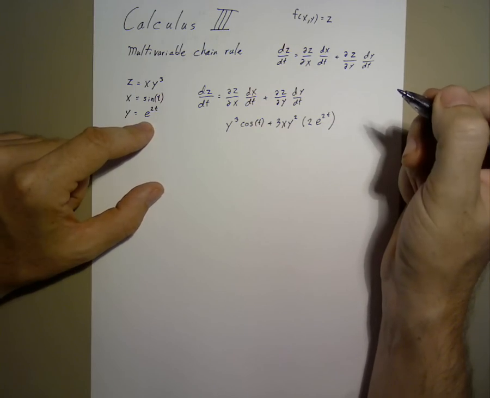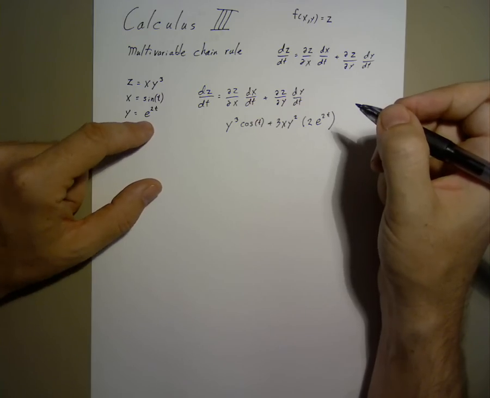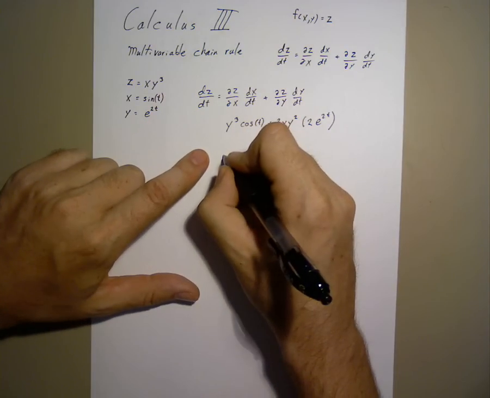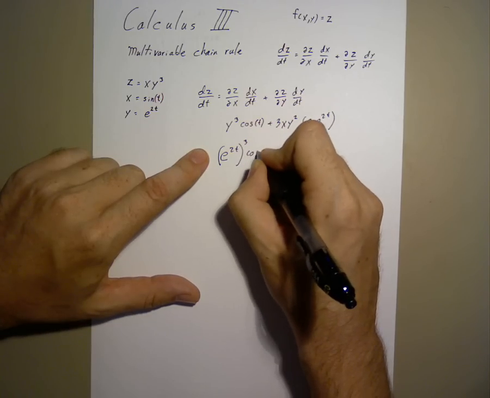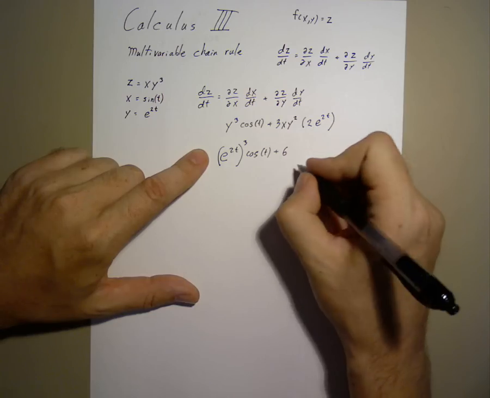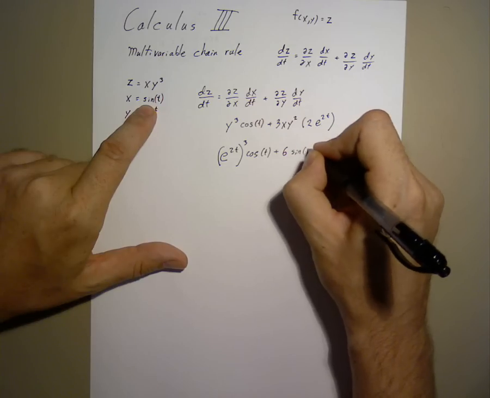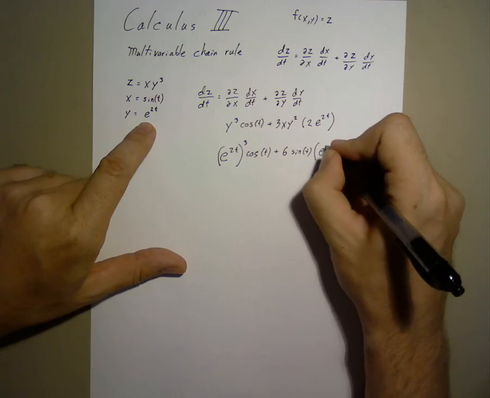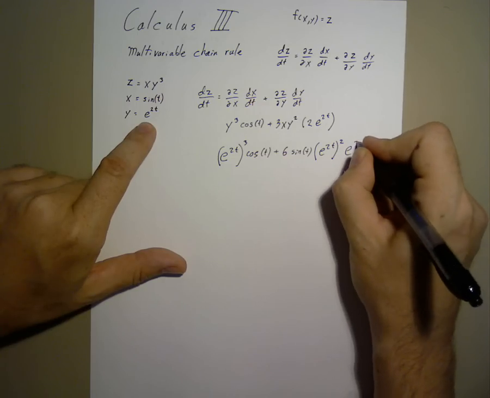Our last step involves replacing x and y with their appropriate functions with respect to t. So y cubed becomes e to the 2t cubed, times cosine t, plus 6, 3 and 2. x is sine t, y squared is e to the 2t squared, times e to the 2t.